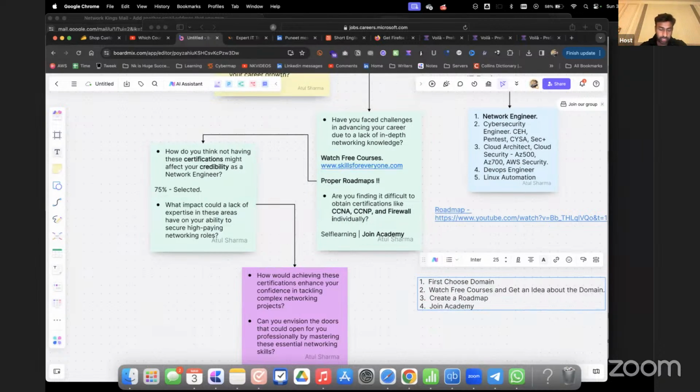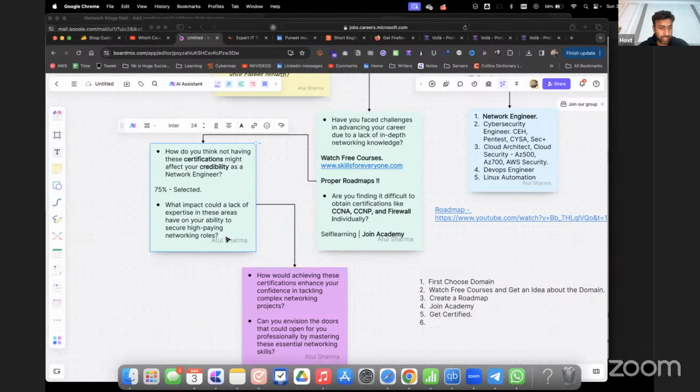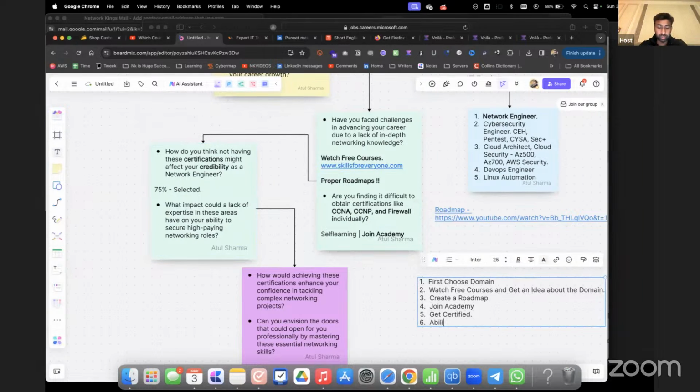Okay, join academy, networking, or whatever you like, right? And after that, prepare and get certified, simply because certifications are important. And what impact could a lack of expertise in those areas have on your ability to secure a job? Now, say you decided that you got certified in everything, but what about the ability to answer interview questions, in simple words, the ability to clear interviews? That is the biggest problem in the market.